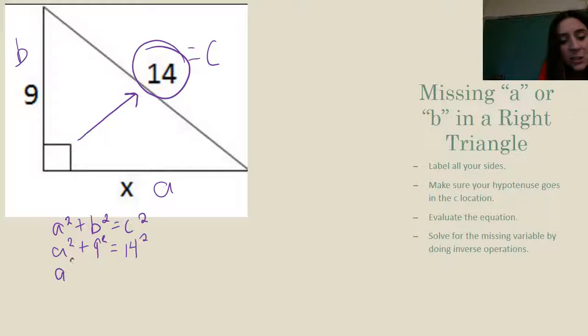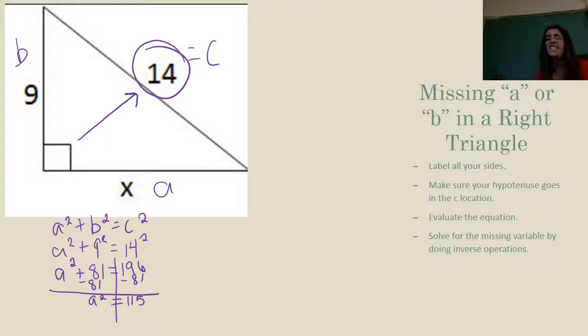Now I just need to start to evaluate it. Well, what is 9 squared? 9 times 9 is 81. So plus 81 equals, well, what is 14 times 14? That's 196. Now I just need to go about solving my equation, solving for A. So I'm going to subtract 81 from both sides, which is going to get me A squared equals 115.